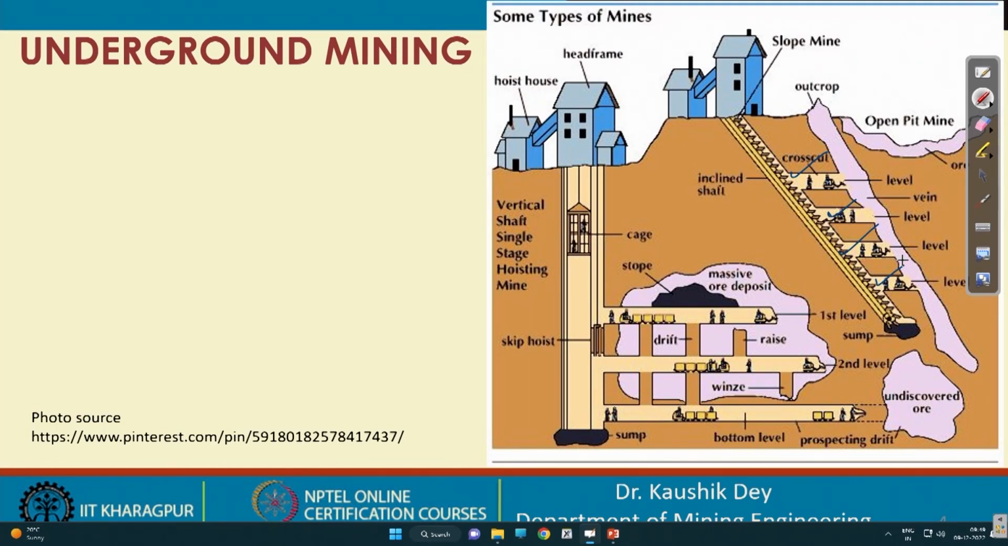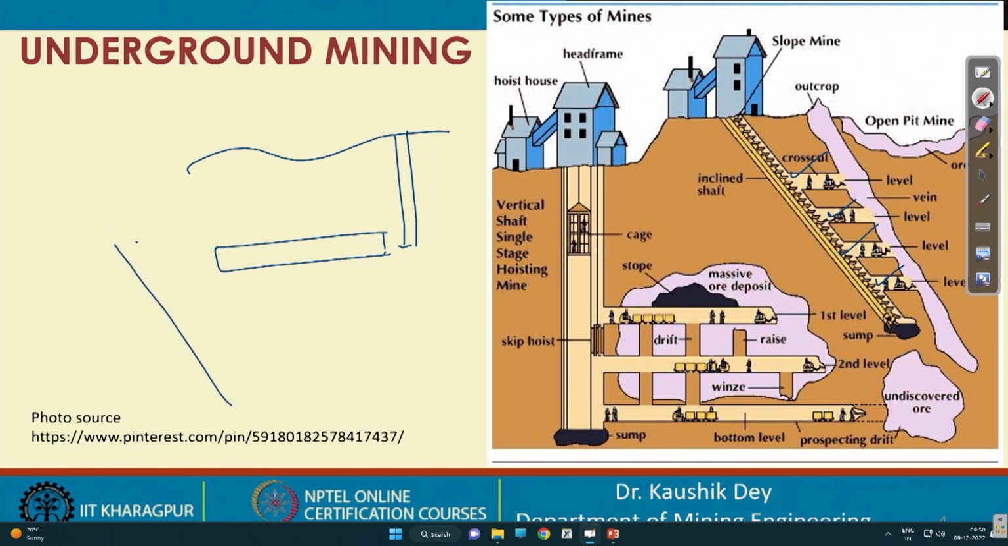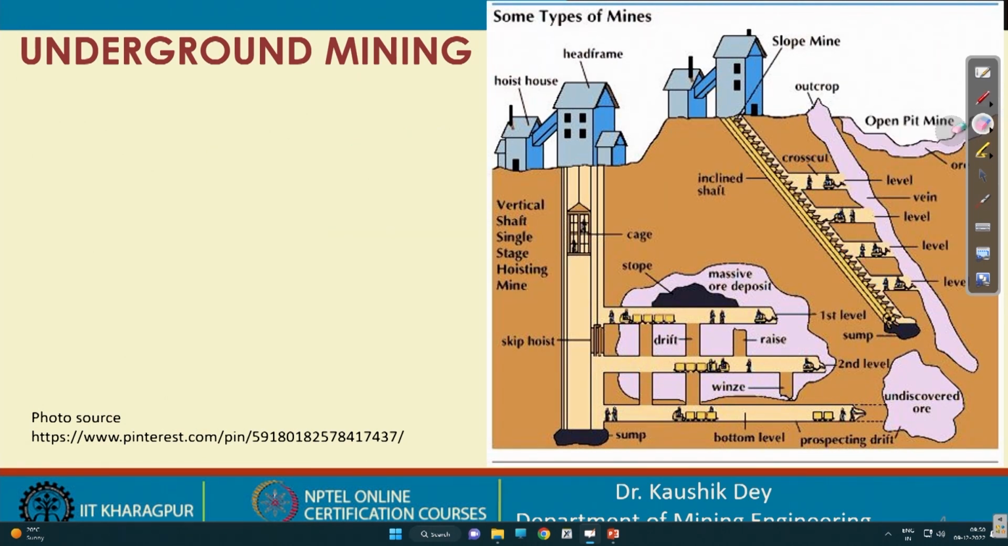Unlike coal mines where bedded deposits are there and only single level operation is carried out, as the deposits here are inclined like this, we operate in multiple levels. This multiple level operation is practiced in underground metal mining. There are some coal mines also where highly inclined deposits are there, and there also multi-level operations are carried out.